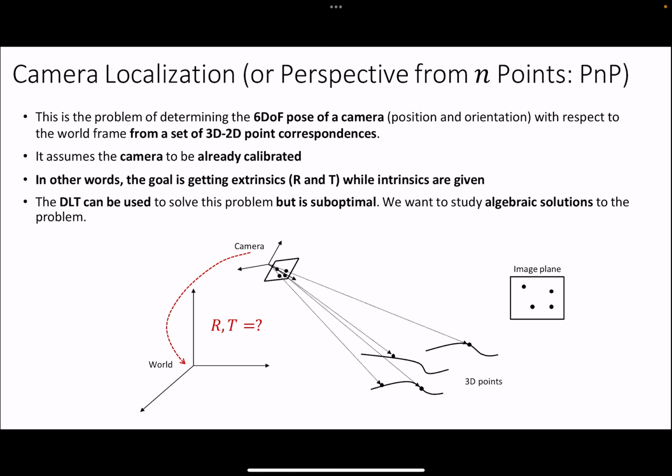I think you need to see this first. Camera localization is getting extrinsic while intrinsic are given. In camera calibration, like Zhai's method or Zhang's method, our goal was getting both intrinsic and extrinsic, right? But for camera localization, our assumption is that we already know intrinsic. Now how can we get extrinsic? That is our goal.